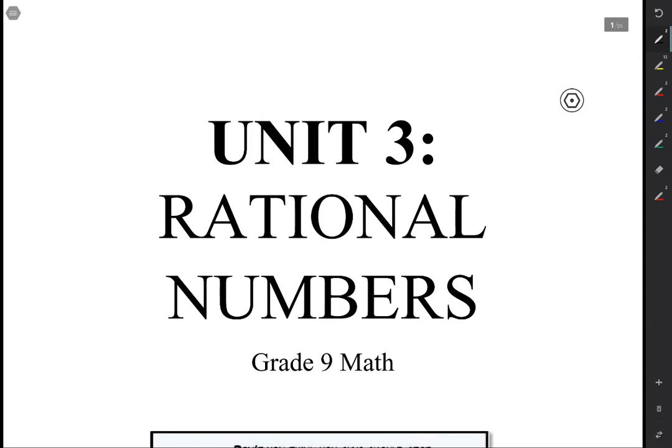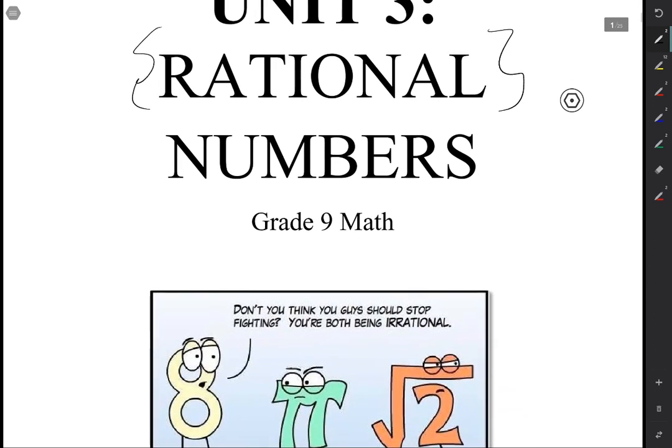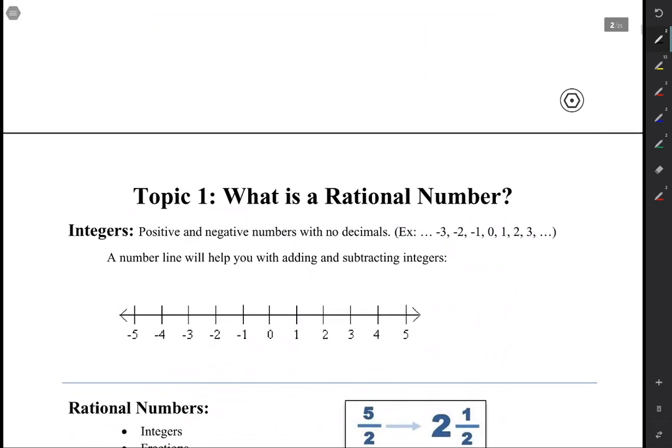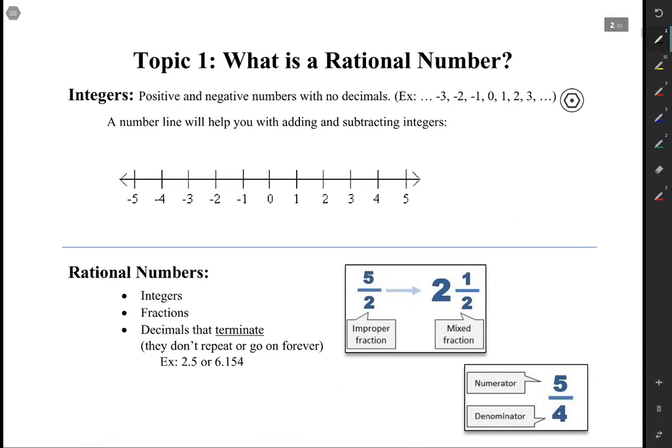We are now starting our third unit, rational numbers. For this unit, we're going to be focusing on adding, subtracting, multiplying, and dividing rational numbers. And you're probably wondering, what does this word rational mean? That's what we're going to be looking at today in topic 1. A big part of this unit is going to be dealing with fractions though, so get ready for that. That's probably the trickiest part, but not in this topic so much. A little bit in this topic.